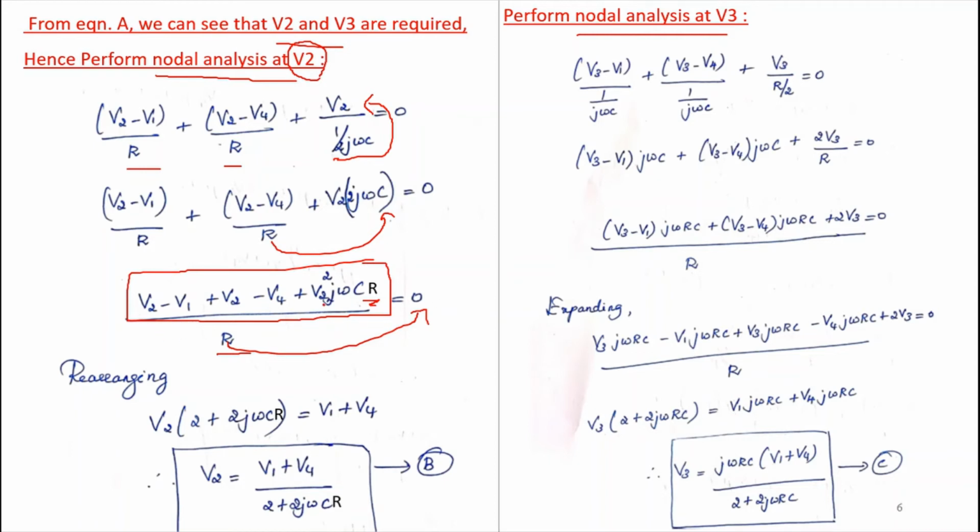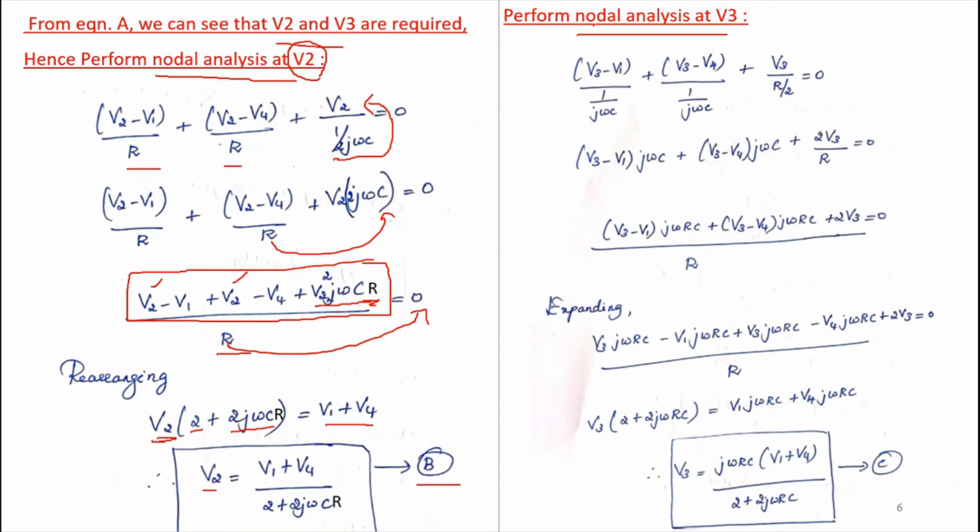In this equation you again rearrange. You rearrange the equation such that you keep the V2 term on one side and the other terms on the other side. If you rearrange like that, you can see that the value of V2 will be, because we've got two V2 terms, 1 plus 1 will be 2. And then this term is again a V2 term, so you'll have 2j omega RC. You just rearrange this one and find the value of V2. So this is the value of V2 now. So we got the value of V2. I'm taking it as equation number B.